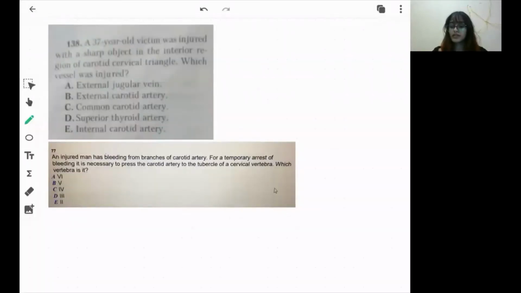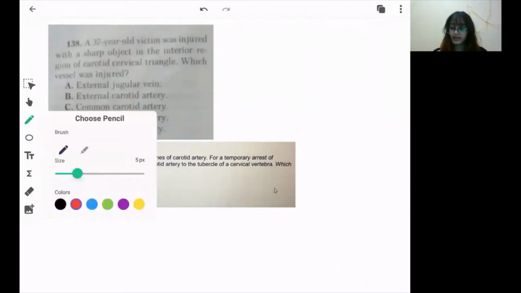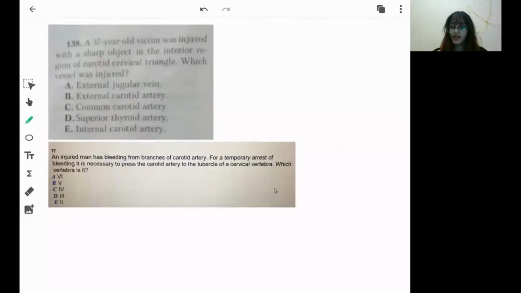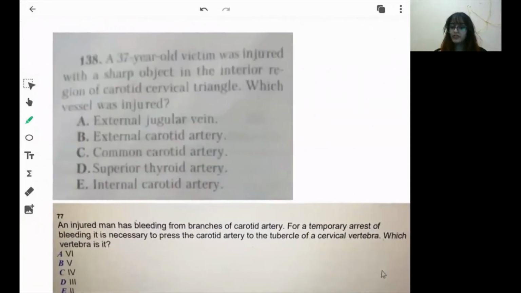So let's also discuss another question. Next question, that is question 138. A victim was injured with a sharp object in the interior region of carotid cervical triangle, and what vessel was injured? So I guess you just have to remember it. That is a common carotid artery. Not everything in CROC needs to be remembered, just some things.